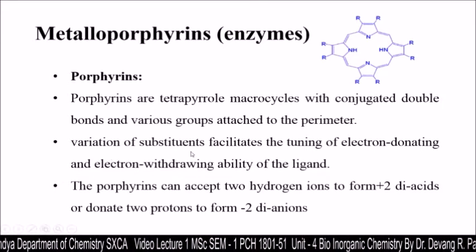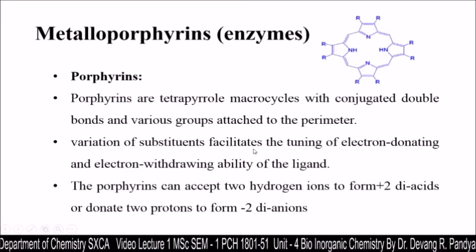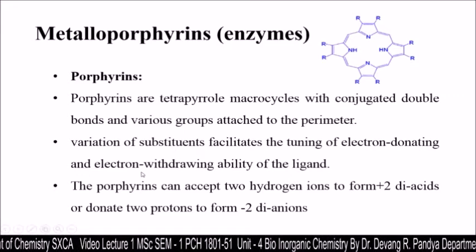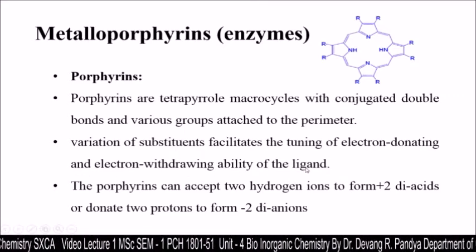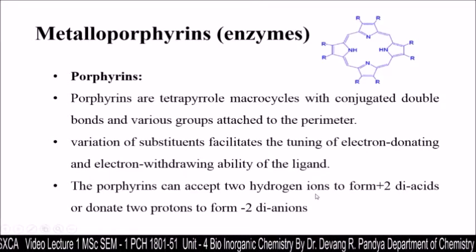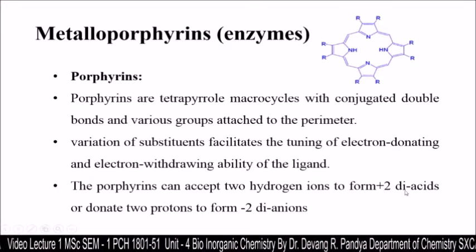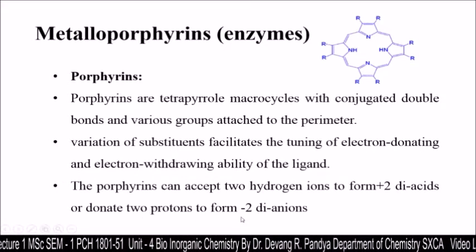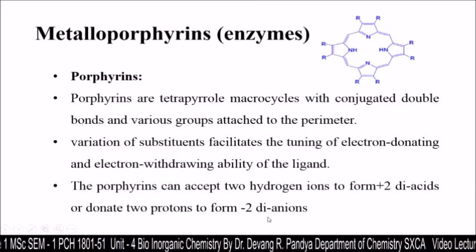Variation of substituents facilitates the tuning of the electron donating and electron withdrawing ability of the ligand. The porphyrins can accept two hydrogen ions to form +2 diacids or donate two protons to form -2 dianions.